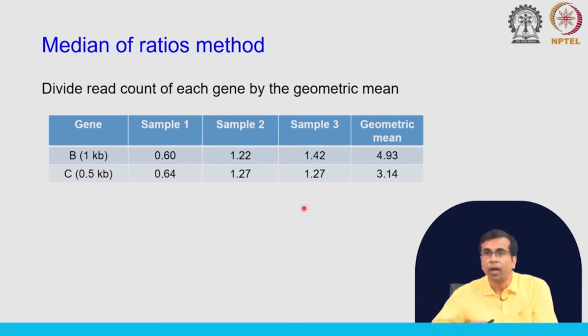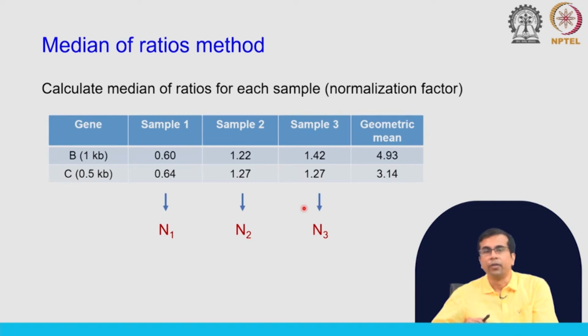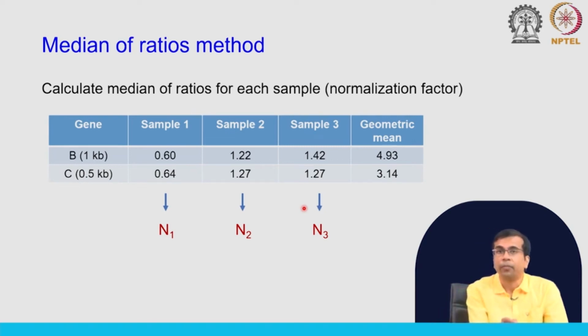What you have to do now is you have to calculate median of ratios for each sample, which will give us the normalization factor, or sometimes also referred as scaling factor. So, you take median for sample 1, these ratios. For sample 2 we take the median, for sample 3 we take the median, and we get these 3 different medians.